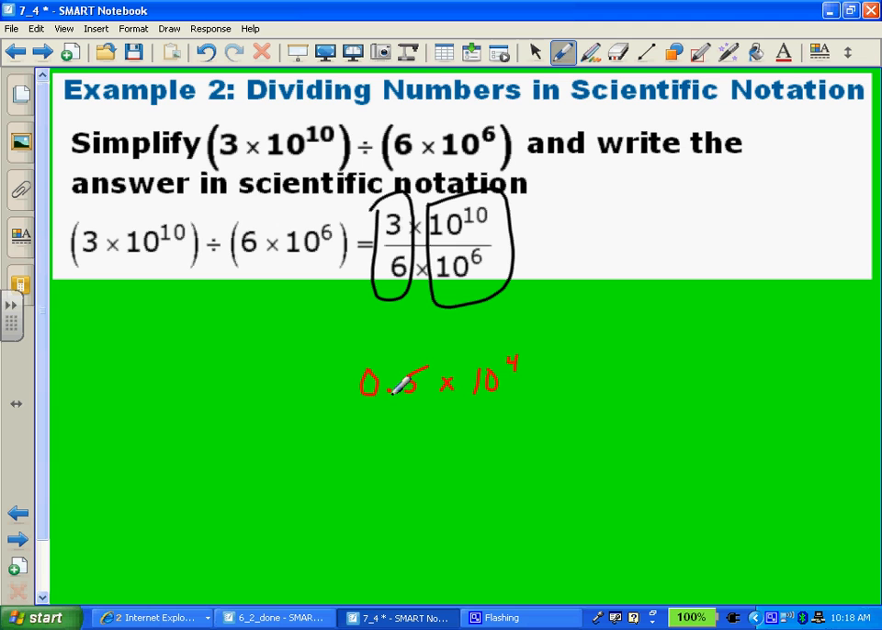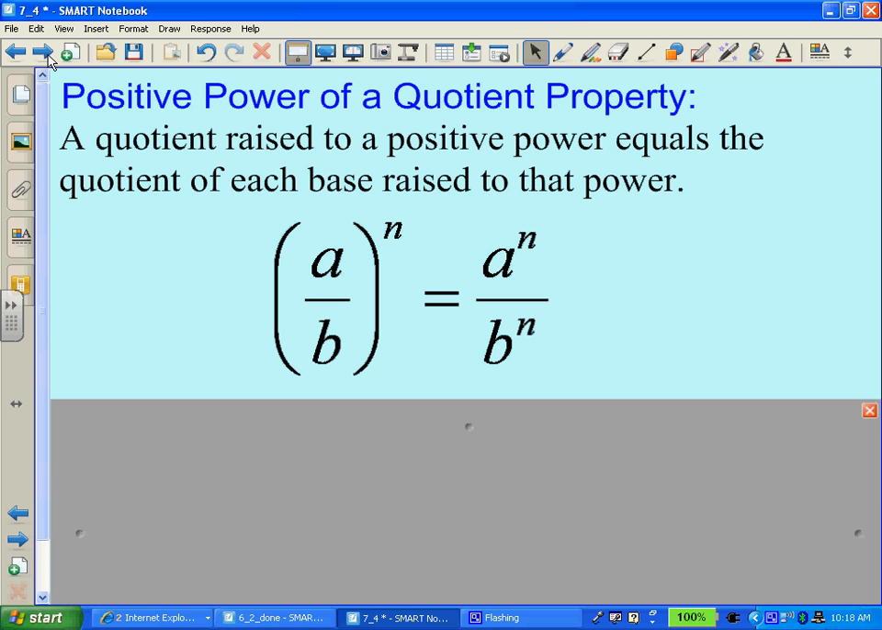Now it says write my answer in scientific notation. Notice that this number here, 0.5, is not greater than 1. So I'm going to have to move my decimal one spot to the right. And when I do that, I have to subtract 1 from the exponent on the 10 because I'm going to move it one less spot when I would convert it out. So in scientific notation, this would be 5 times 10 to the 3rd. So that's how we divide numbers in scientific notation.